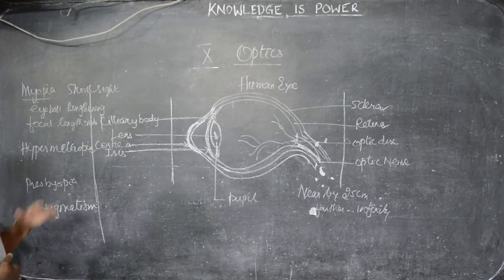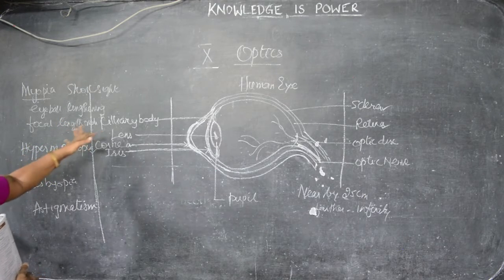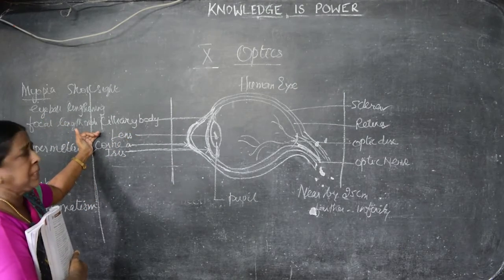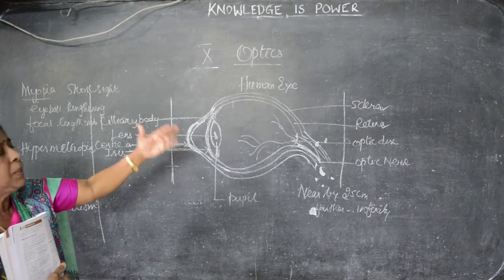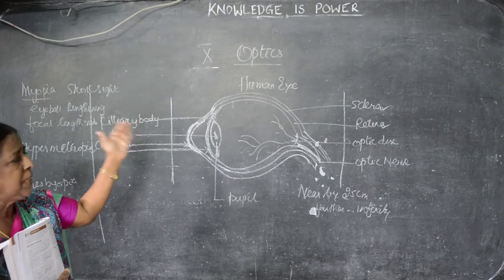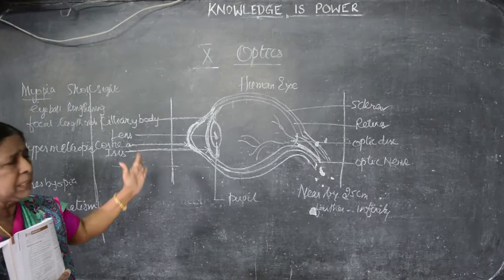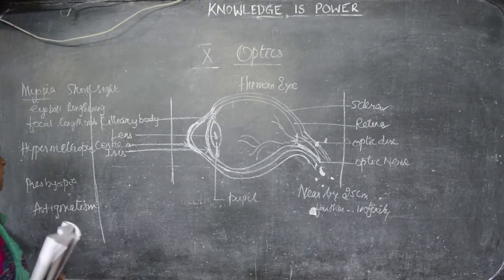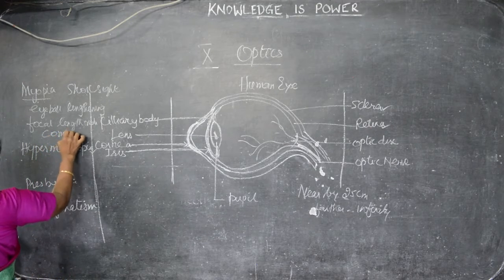Hence the far point is not infinity. So what is the defect of myopia? They can see nearby objects very clearly, but they cannot see far-off objects. The reason is that either the eyeball is lengthening or the focal length is reduced. Due to this, the image forms in front of the retina, not on the retina. Actually, to get a clear image, the image should fall on the retina. But here the image is formed before the retina, so the person cannot see far-off objects. This defect can be corrected by using a concave lens.